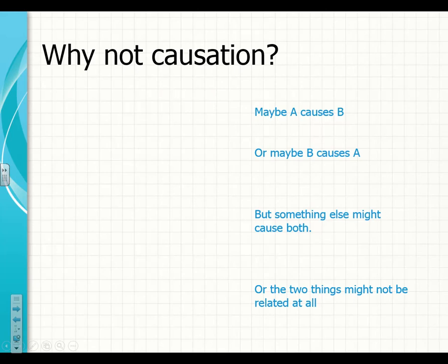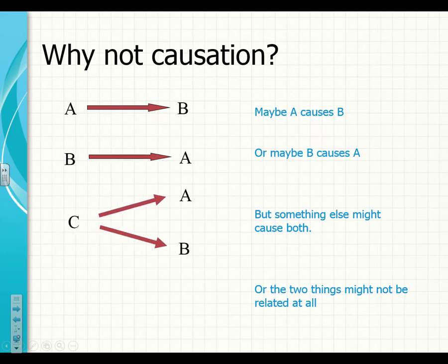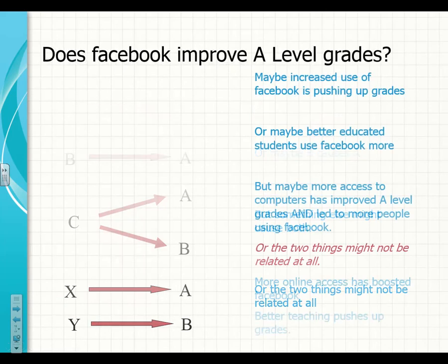There are lots of different ways of thinking about correlations and how they don't link with causation. Sometimes A could cause B, but when we're looking at correlation it could be that B causes A, and we'll look at examples of that. It could also be that C, an intervening variable, causes both of the other co-variables and makes it look like a correlation, and also it might be that the two things are not related in any way whatsoever.